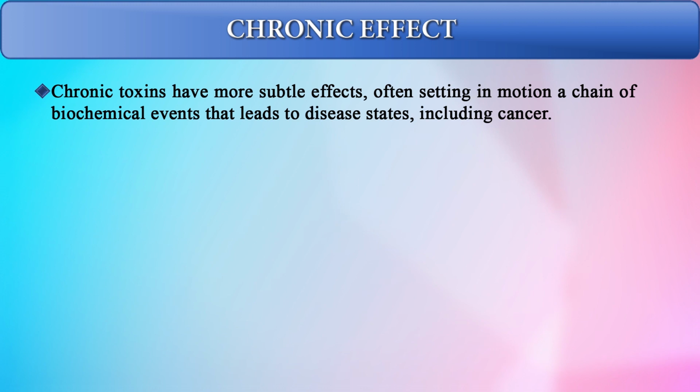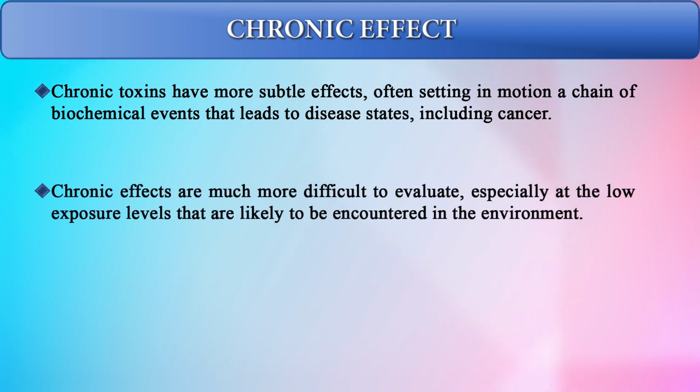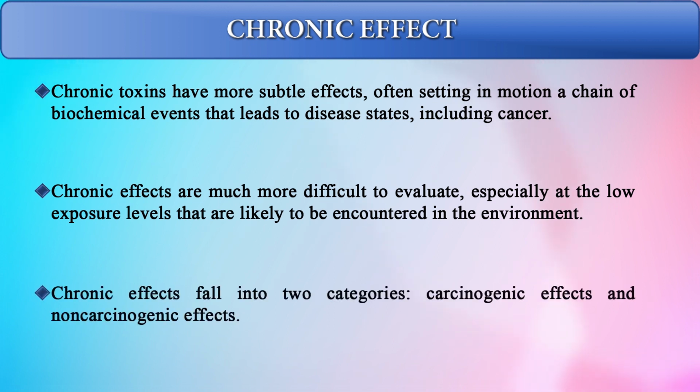Chronic toxins have more subtle effects, often setting in motion a chain of biochemical events that lead to disease states, which also include cancer. Chronic effects are much more difficult to evaluate, especially at the low exposure levels that are likely to be encountered in the environment. Chronic effects fall into two categories: carcinogenic effects and non-carcinogenic effects. The examples of non-carcinogenic effects are organ damage, reproductive difficulty, nervous system impairment, etc.